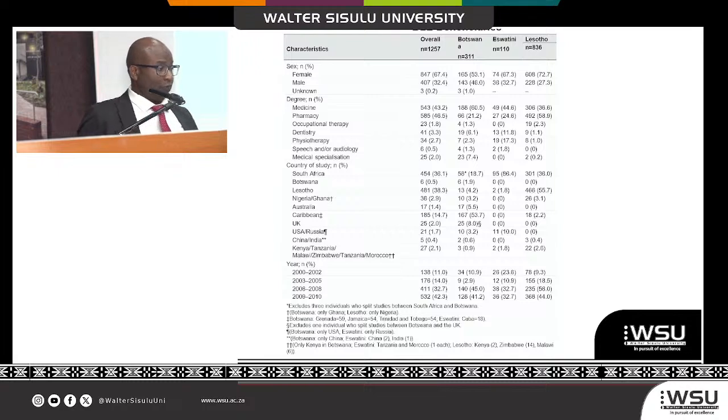Those who are familiar with South Africa will tell you, this is Botswana, Eswatini, and Lesotho. These are different programs and different countries where they go to, mostly biased towards medicine. So that decision again is mostly based on who applies.